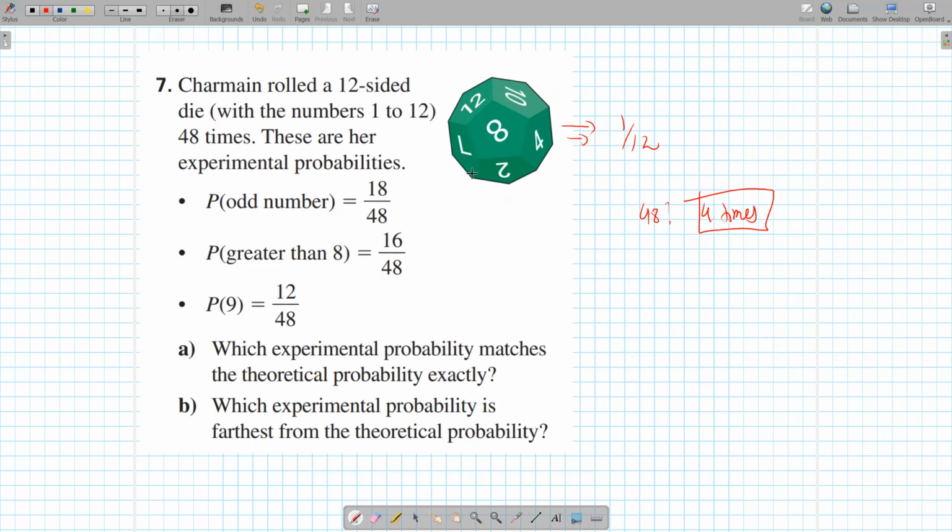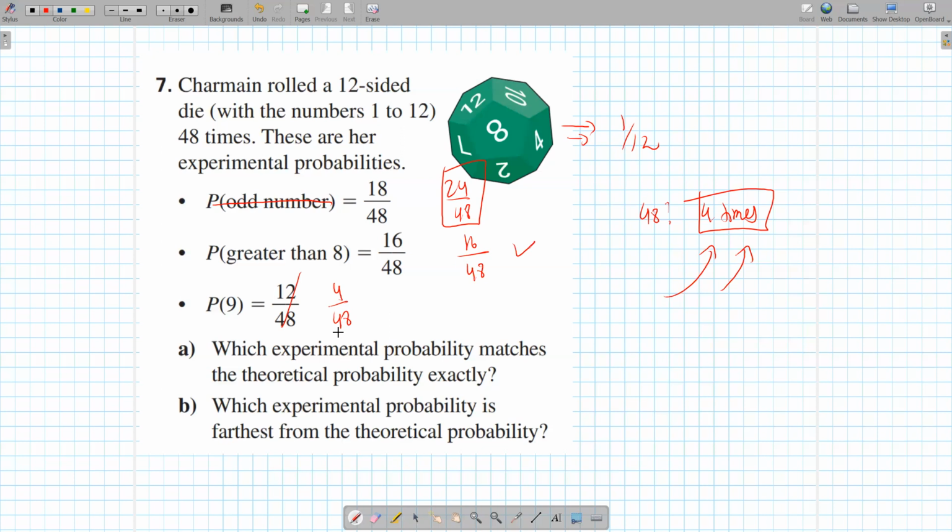So odd number, there should have been half of them. It should have been 24 over 48. So that's out. Greater than 8, how many numbers are greater than 8? 9, 10, 11, 12. So there are 4 greater than 8. And we know each number should come up 4 times. So this is 16 over 48. This is true. What about P9? Is that true? No, it should have been 4 out of 48. Out of 48 times, you get a 9 4 times.